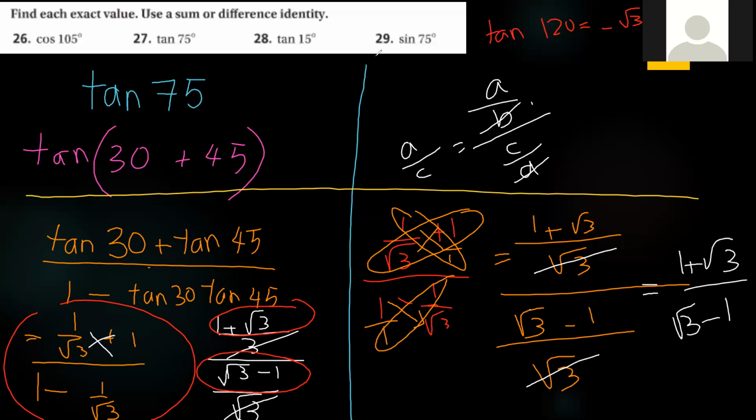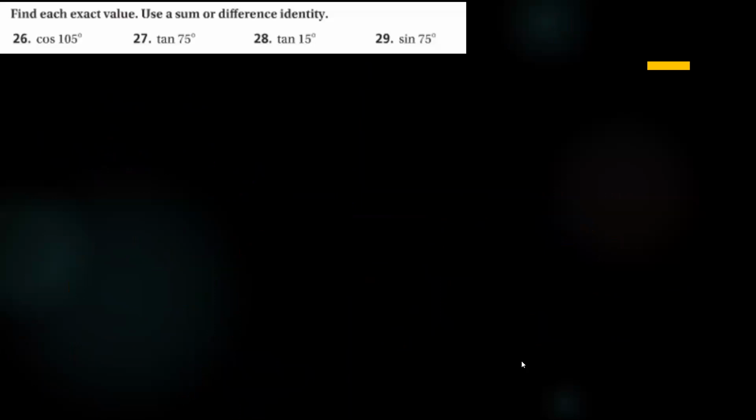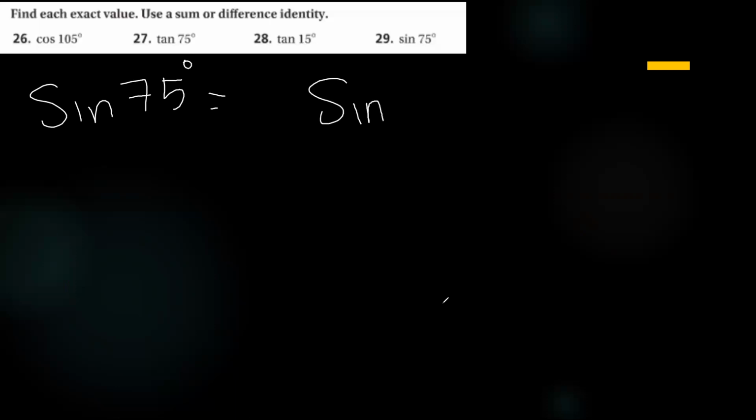So here now, if I give you, as an example, sine of 75, you have to think that you can solve it by summation or by difference. You can say it is sine of 45.